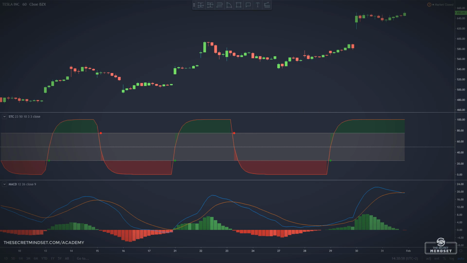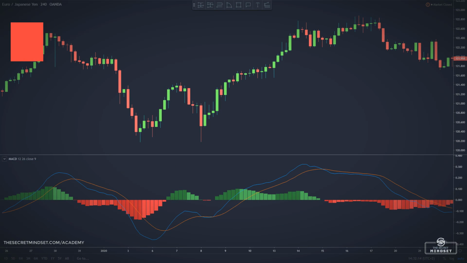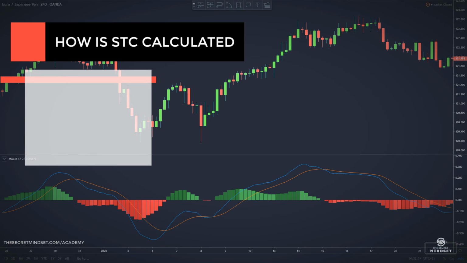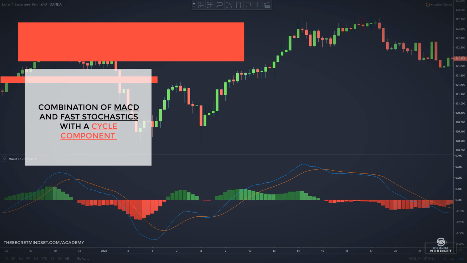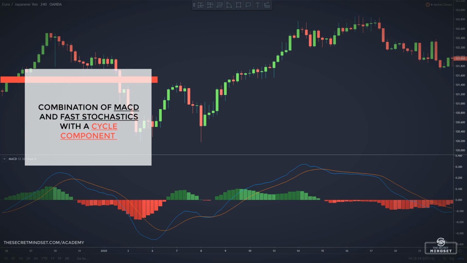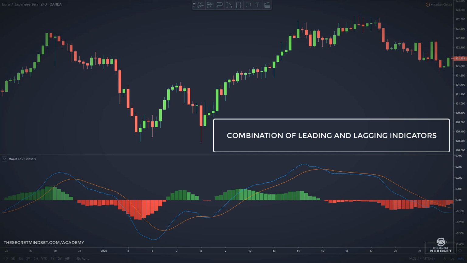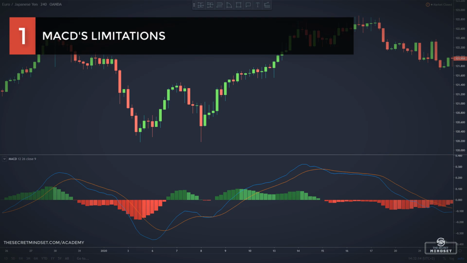What makes this indicator interesting is that it's a combination of MACD and fast stochastics with a cycle component and a smoother to capture market prices more comprehensively. It's basically a combination of leading and lagging indicators. So let's discuss the main problems of the MACD and stochastic.